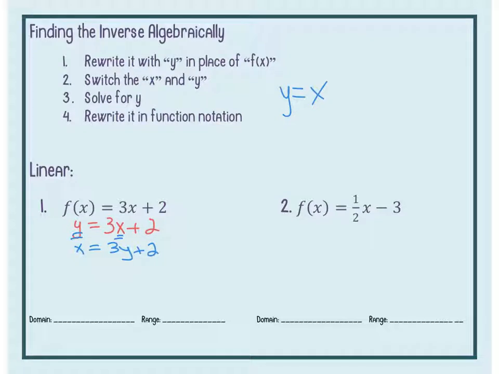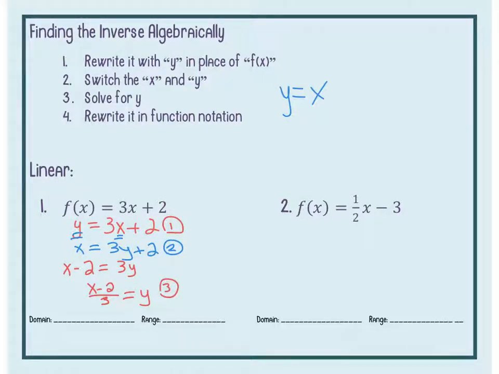So first step was rewrite it. There is step 1. Step 2 was switch the x and y. Step 3 is solve, and it's whatever steps you need. In this case, how do we get the y by itself? Well, first we subtract 2. And the next step is to divide by 3. So x minus 2 over 3 equals y. And yes, there is more than one way to write that, but that tends to be the easiest.